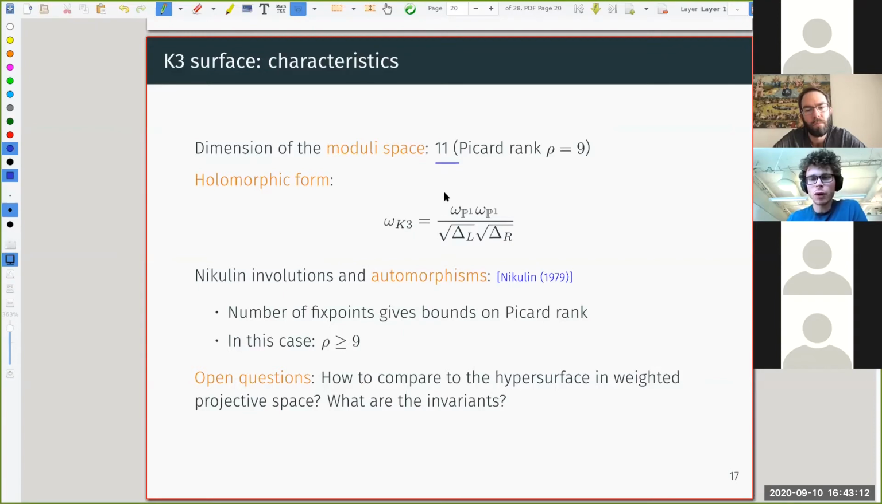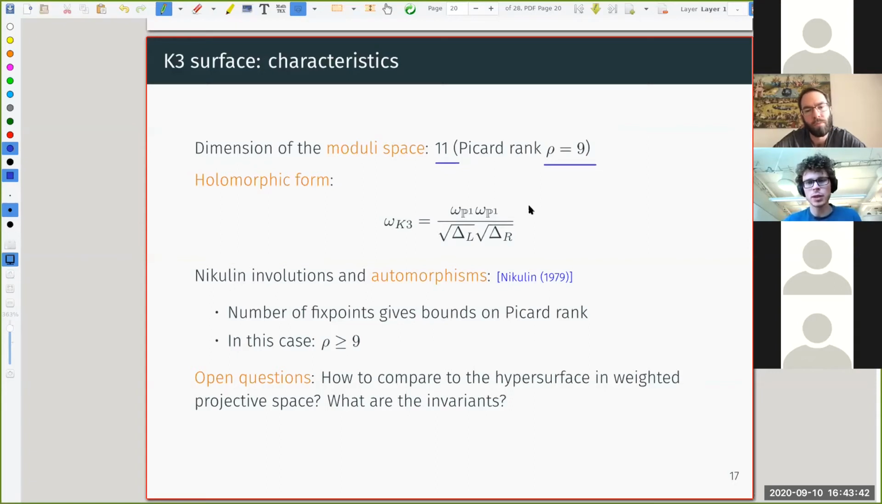And now for K3, this is nice because we know that this is also related to the Picard number of this K3 surface, because the Picard number and the dimension of the moduli space should add up to 20. So in this case, we should get that the Picard number is 9. We can also write a holomorphic form like one does for the elliptic curve, basically. It's just written here.